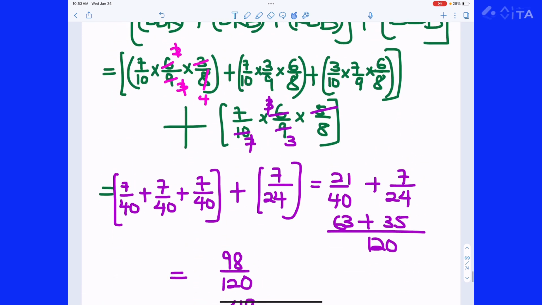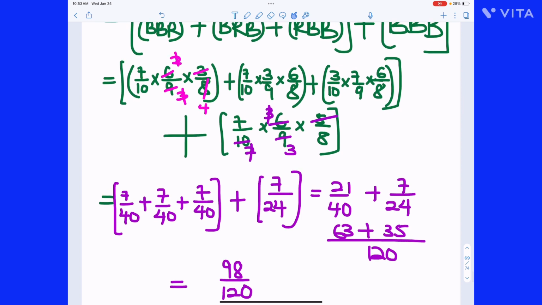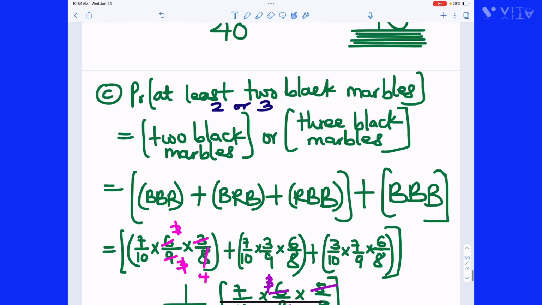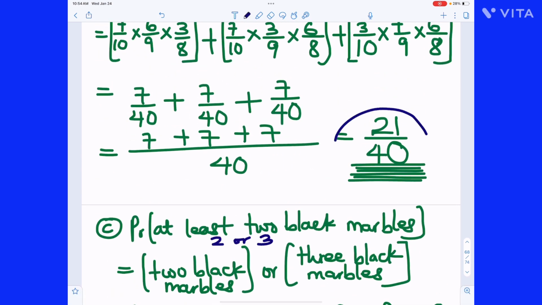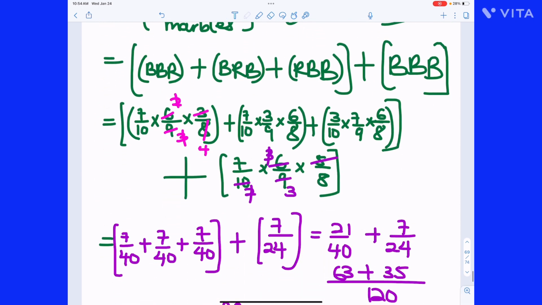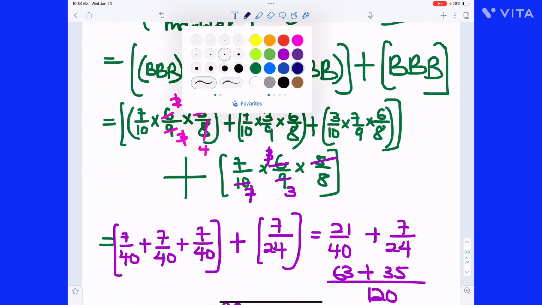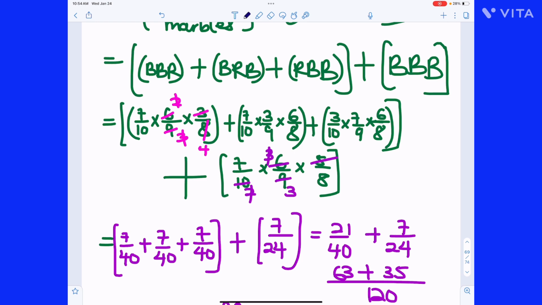21 over 40. Did we do it again? That was a mistake. I shouldn't have done this again. 21 over 40. We already have it here in this question B. But no problem. So I ended up writing everything here again. Okay, no problem. So we should have only found probability of choosing 3 black marbles. We just bring this answer forward from question B.